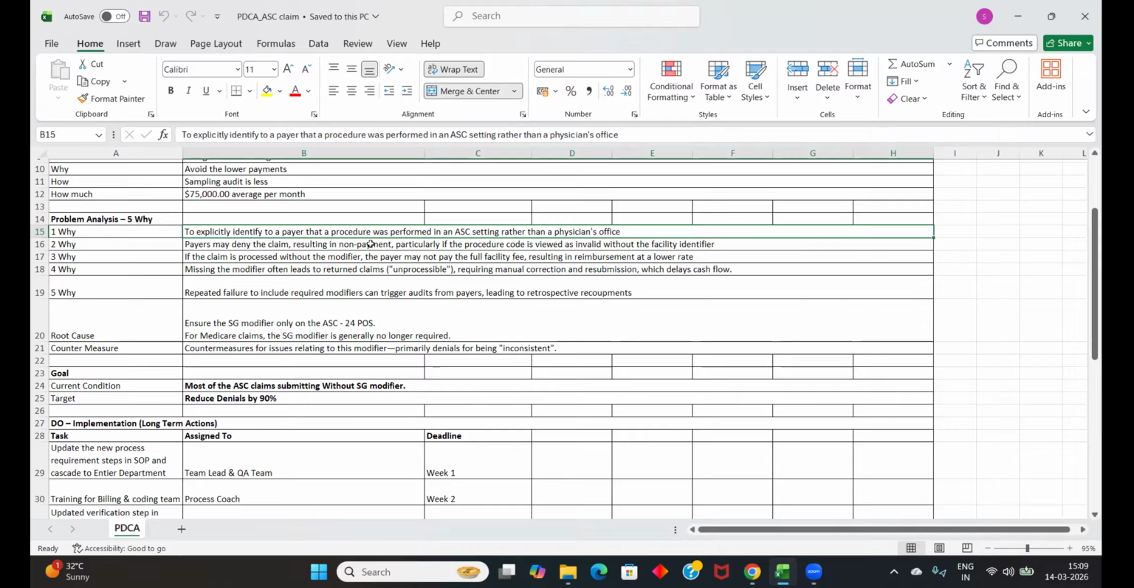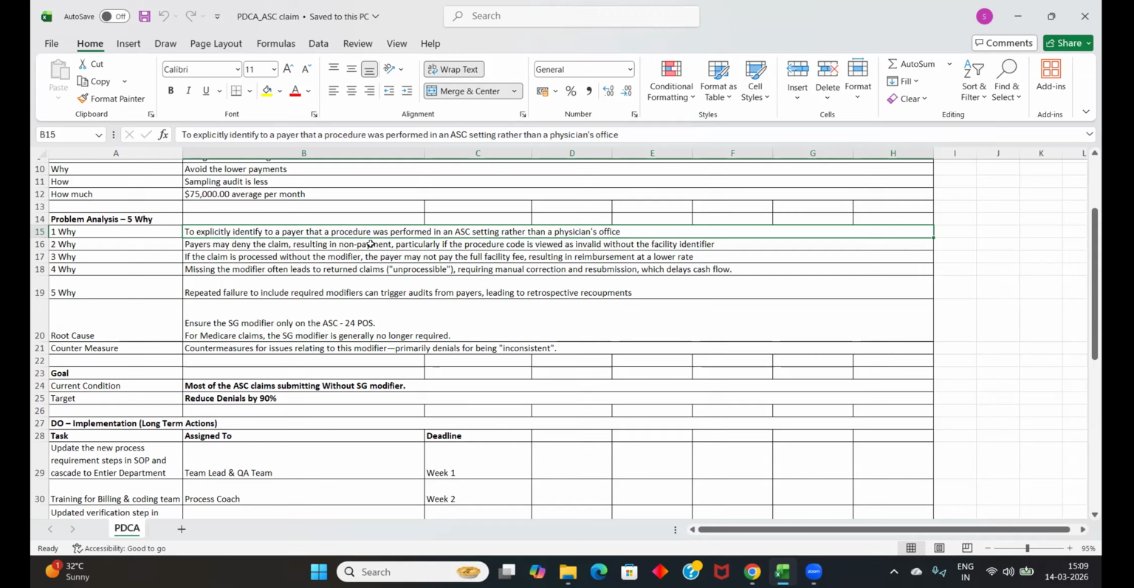See, second one, you know very well, right? This is definitely needed for ASC setup for these payers. I need to add the SG modifier. Why am I not adding it? What is the reason for not adding it? Because the coder may miss that modifier. Why are they missing it? Because the coder was new to that process. Correct. It could be one of the reasons.